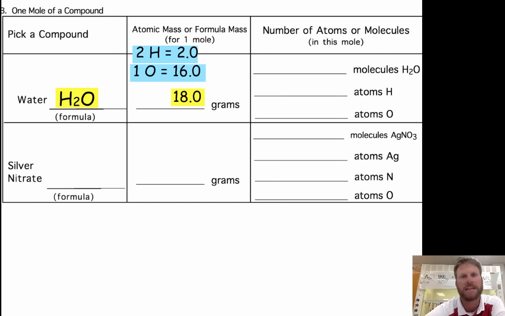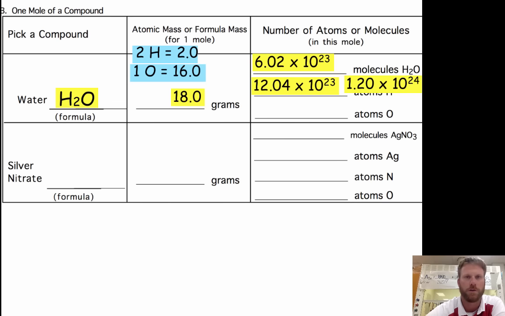So if I were to mass out 18 grams of water, I would have a mole of water. And if I have a mole of water, I have 6.02 times 10 to the 23rd molecules of water. Every water molecule is made up of 2 hydrogen atoms. So that means if I have a mole of water molecules, I have 2 moles of hydrogen atoms, or 12.04 times 10 to the 23rd hydrogen atoms, or 1.20 times 10 to the 24th, written correctly. There's 1 atom of oxygen for every molecule of water, so there's 1 mole of oxygen for every mole of water. So if I have a mole of water molecules, I also have a mole of oxygen atoms, 6.02 times 10 to the 23rd oxygen atoms.